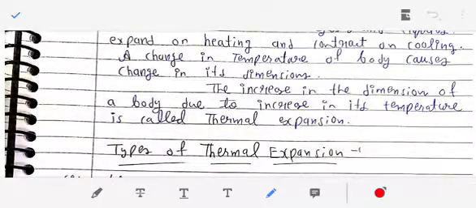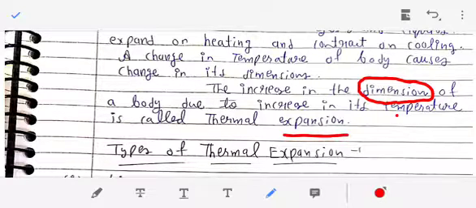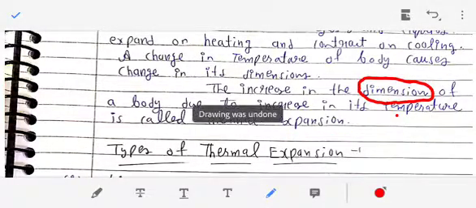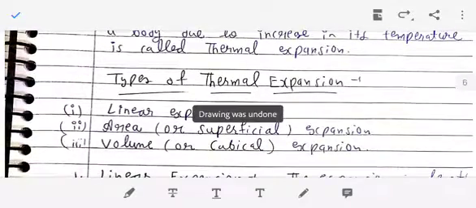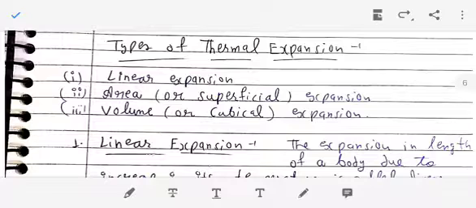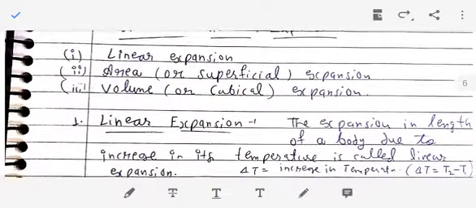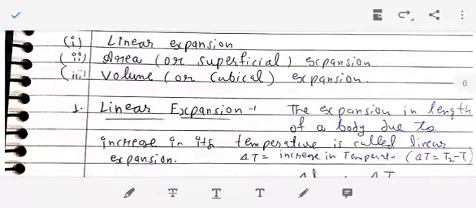When we increase the temperature of any body, the dimension of the body increases, and that is called thermal expansion. Now there are different types of thermal expansion: linear expansion, area expansion, which is also called superficial expansion, and volume expansion, which is also called cubical expansion. So the first one is linear expansion.